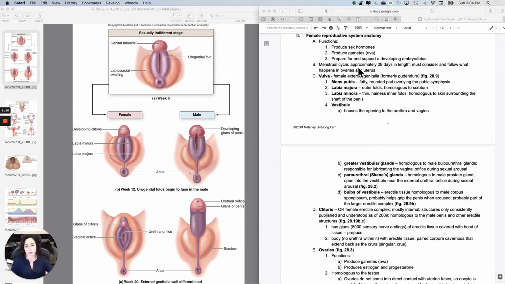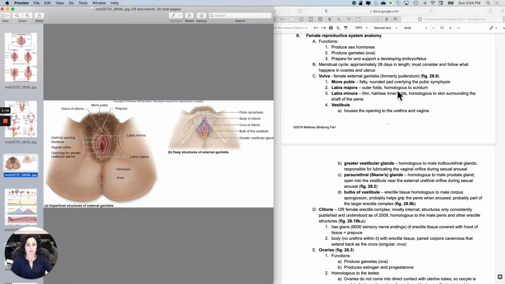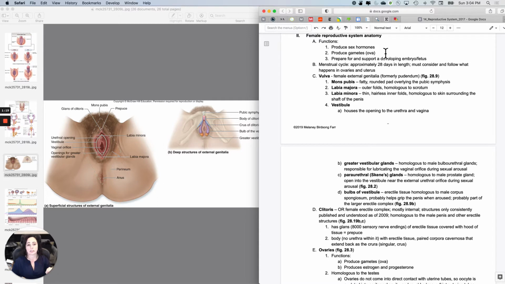And then also, it's got some complexity to it, honestly, because it's got at least one extra functionality compared to a male. Not only does it have to produce sex hormones and produce gametes, eggs, and a male does that too, it produces sex hormones and gametes. But in addition, the female has to prepare for and support a developing embryo and then fetus, and then, of course, go through the process of childbirth potentially. So there is a decent amount of complexity to female reproductive physiology. And, of course, the anatomy is more obscure. So you might have to study a little bit, is what I'm saying.